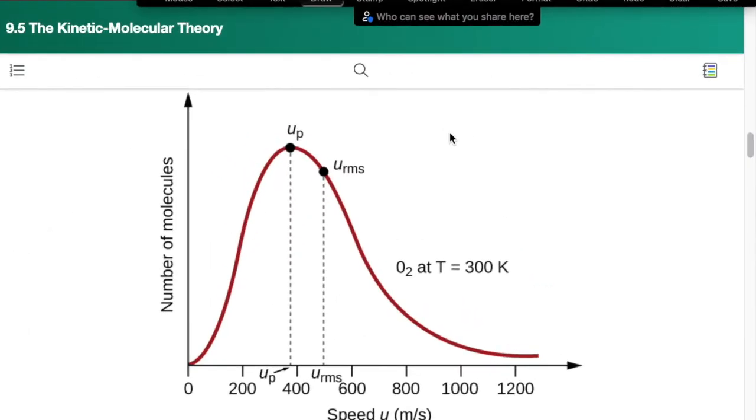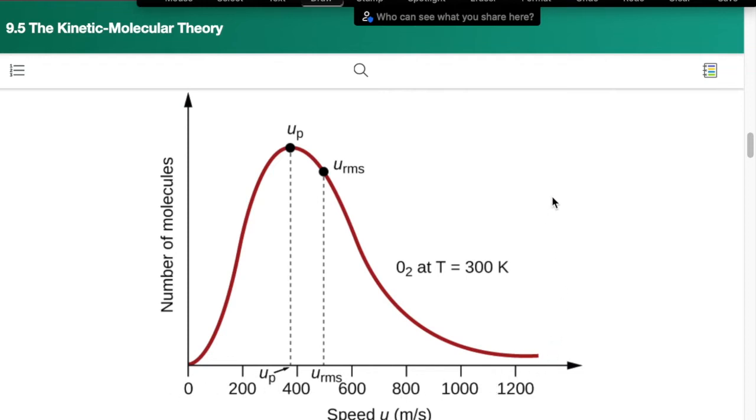Let's take a look at this Maxwell-Boltzmann distribution of the speeds of different molecules of gas or different gas particles. Sometimes the gas is an atom. What we have here on the y-axis is the number of molecules, the number of gas particles that have a particular speed, and then on the x-axis is the speed of the particular particle.